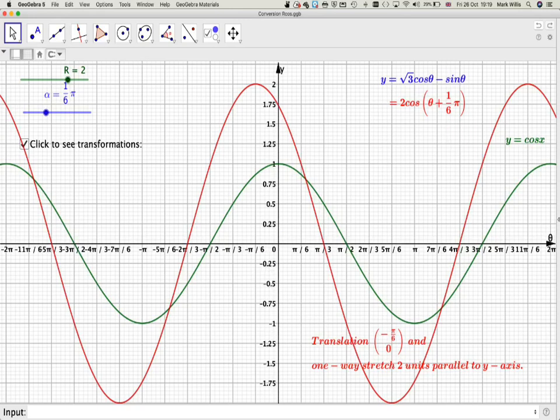Okay, so this has been a video to show you how to do a transformation of a trig function by rewriting it in the form R cos theta plus alpha. I hope you've understood, and I thank you very much for watching.